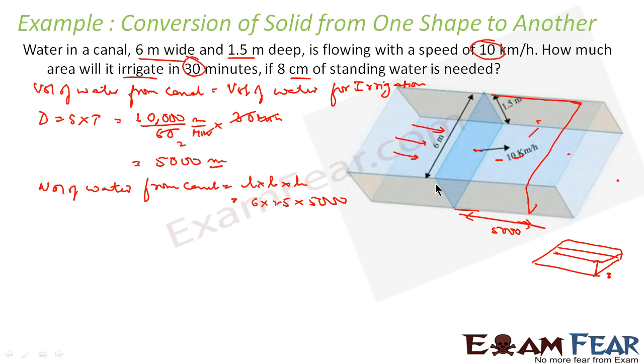So we know this length, breadth, and this is the height. So if you solve this, this becomes 45,000 meter cube. So this is the volume of water that came out of the canal. Correct? The volume of water that came out of the canal is 45,000 meter cube. And this is equal to the volume of water for irrigation.